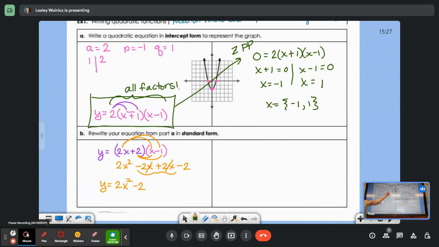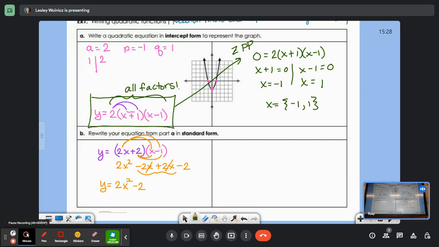Okay. Look at my picture. Where do we hit the x-axis? Negative 1 and positive 1. Look at my P and my Q. What are they? It's all connected. Do you see how cool this is?